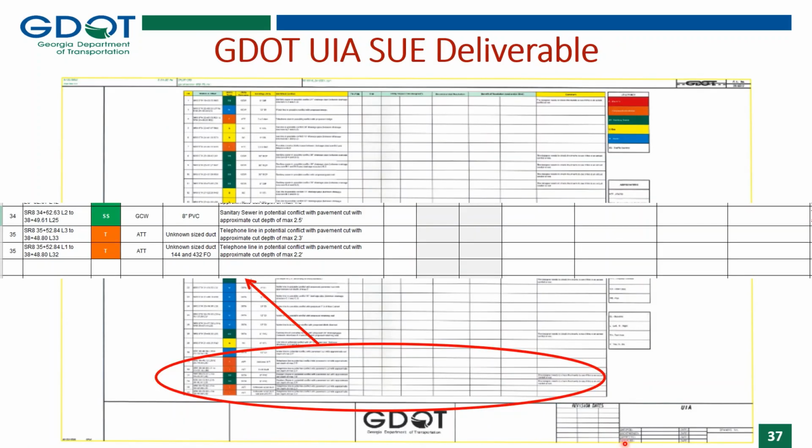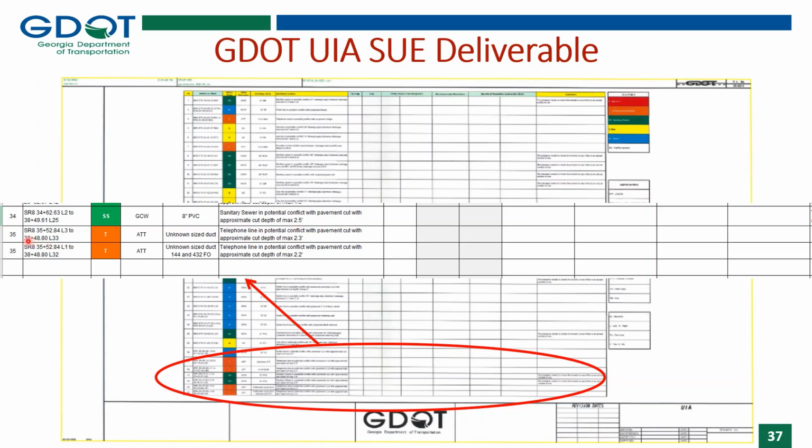How would this be displayed or shown? So we have conflict 34, the start conflict at this station, it ends at this station. And as you see in the description, it says sanitary sewer in potential conflict with pavement cut. And the approximate cut depth is a maximum 2.5 feet.